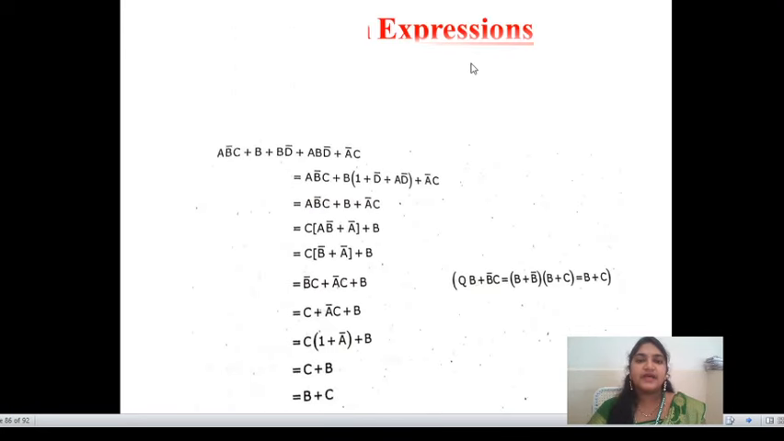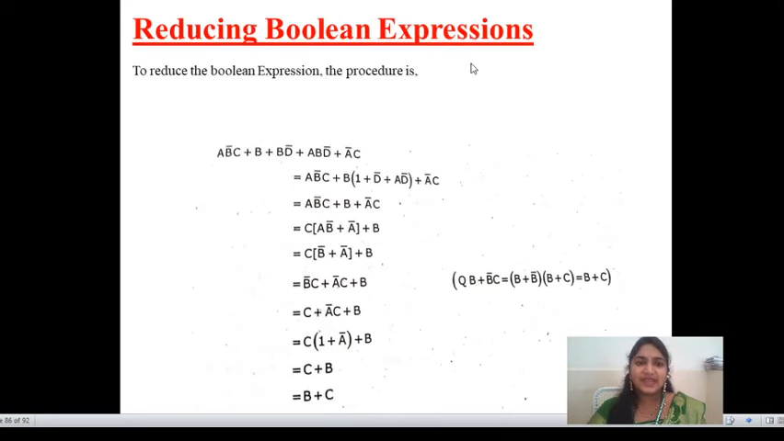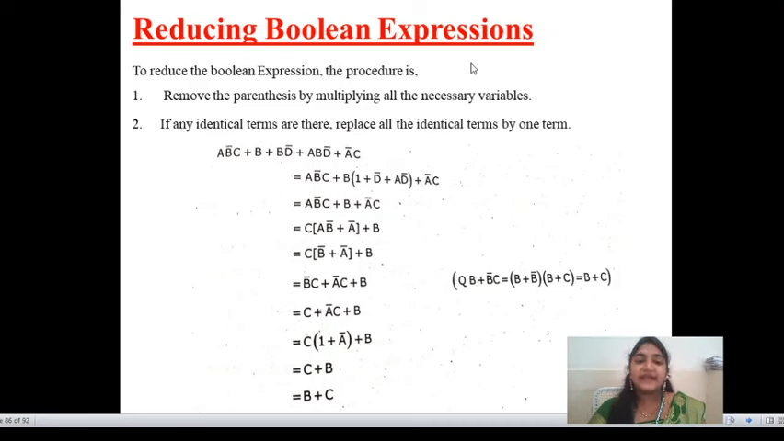Next, how to reduce a Boolean expression. This is very easy: remove the parentheses by multiplying out all the necessary variables. If any identical terms are there, replace all the identical terms by one term. For example, see this: A B bar C plus B D bar plus A B D bar plus A bar C. So by simplifying in this way, we can arrive at a Boolean expression like B plus C.